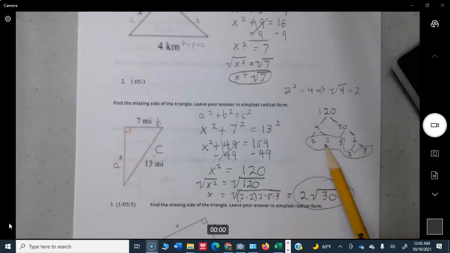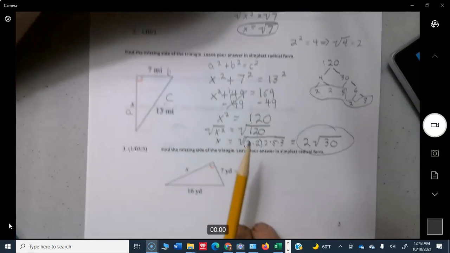So again, you have to factor. You find any pairs of numbers in a square root and you can pull them out. So 2 times 2, you pull them out, it becomes a single 2. In other words, 2 times 2 is the square root of 4. Square root of 4 is 2. So that comes out of the square root symbol and right there. So there is your final answer. Okay, let's keep going.